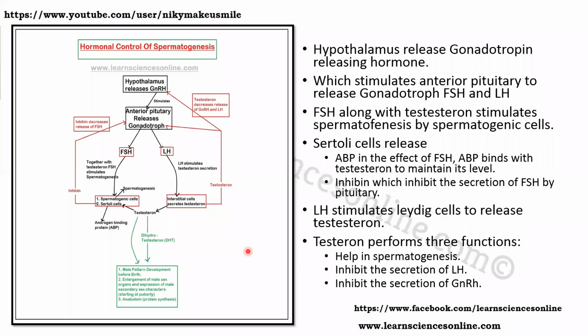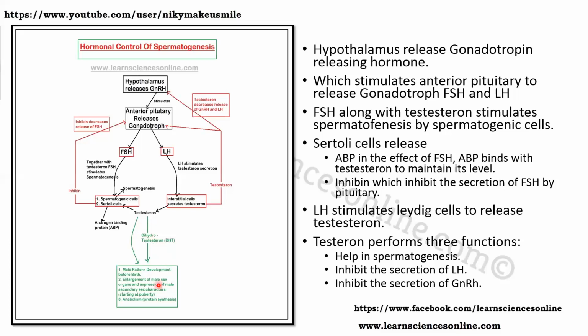Then dihydrotestosterone. What is this dihydrotestosterone? This dihydrotestosterone is a modified form of testosterone only. Both testosterone and dihydrotestosterone together perform three functions. The very first function is to develop the male pattern before birth. Before birth, when the child is in the fetus stage, the development of male characters is controlled by these two hormones, testosterone and dihydrotestosterone.